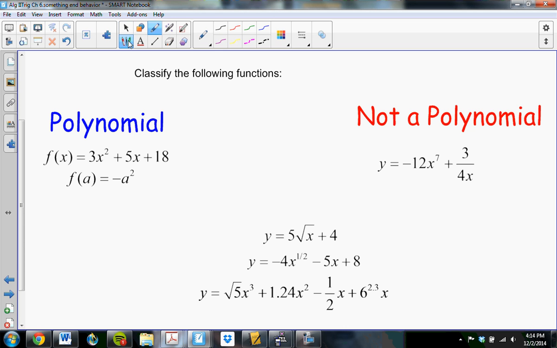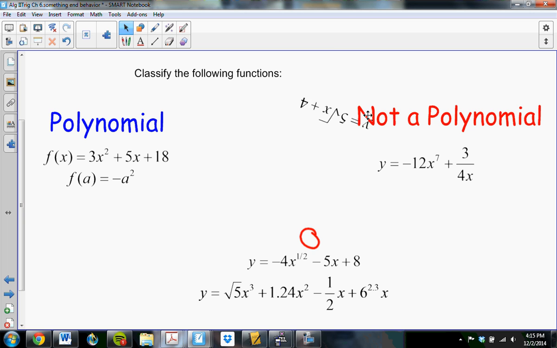Try and get ahead of me at this point if you can. Press pause if you want. This has a variable inside a radical. That makes it not a polynomial. This right here has a variable as a power that isn't a whole number. Since that x is to the 1/2, this is not a polynomial.